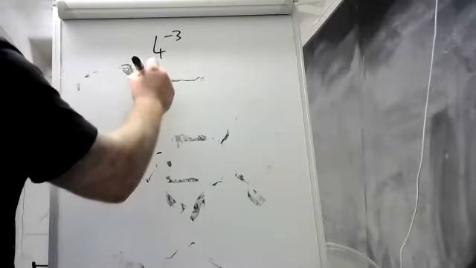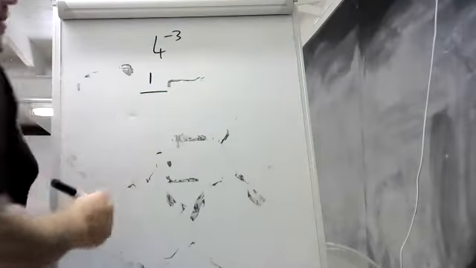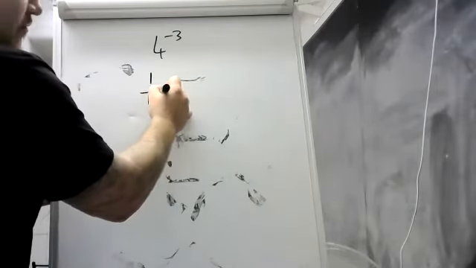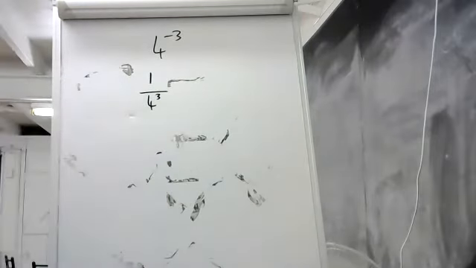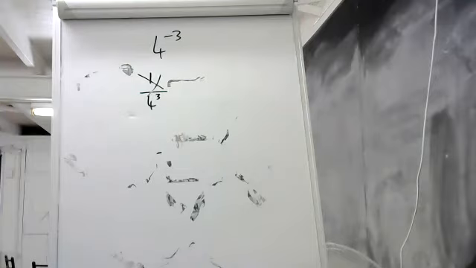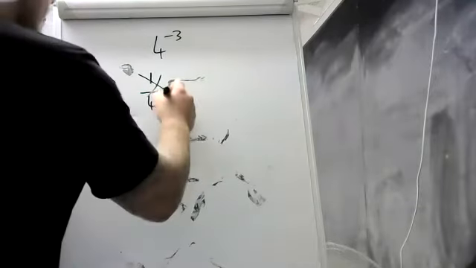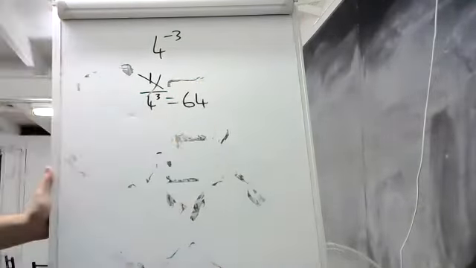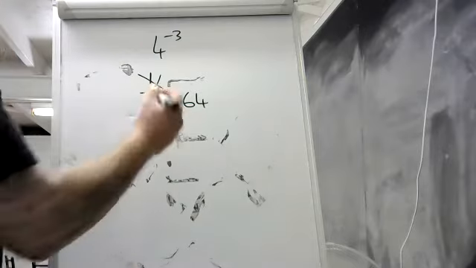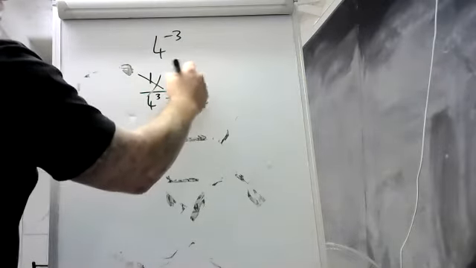So if we flip this around, 4 to the power of -3 is equal to 1 divided by 4 to the power of 3. We can get rid of the 1 divided by because it's always going to equal the number. 4 to the power of 3 is 64, or 1 over 64.